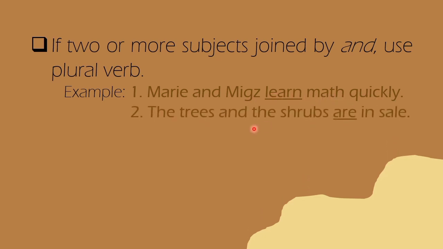Example number 2. The trees and the shrubs are on sale. The subjects trees and shrubs are joined by and, so we are going to use the plural verb, which is are. So the trees and the shrubs are on sale.